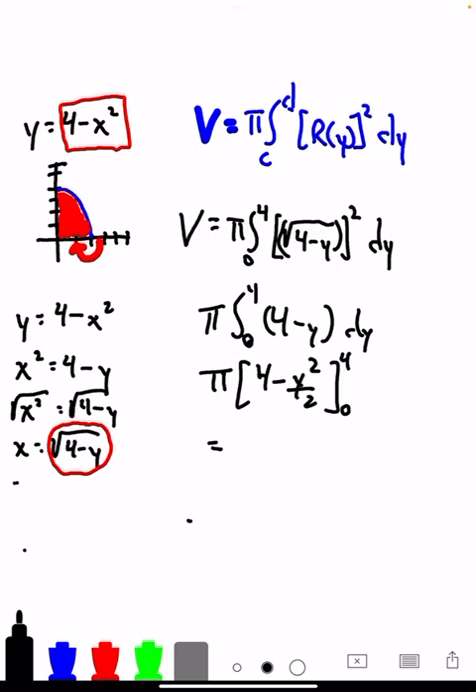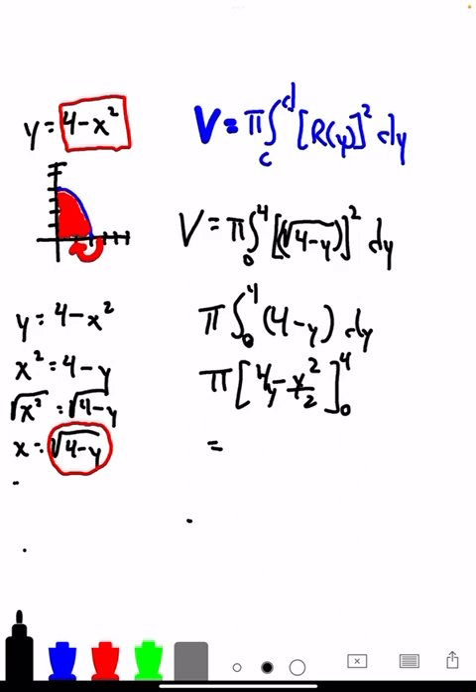After we use that one step to find the antiderivative. All right. And I'm sorry I made that mistake. The antiderivative of 4 is 4y minus y squared over 2. Let's fix that right there. That's 4y minus y squared over 2.